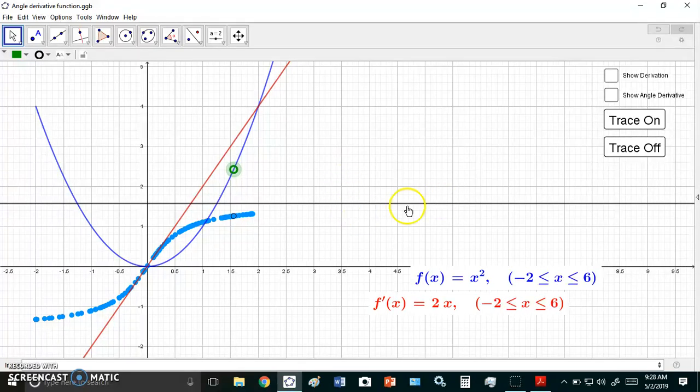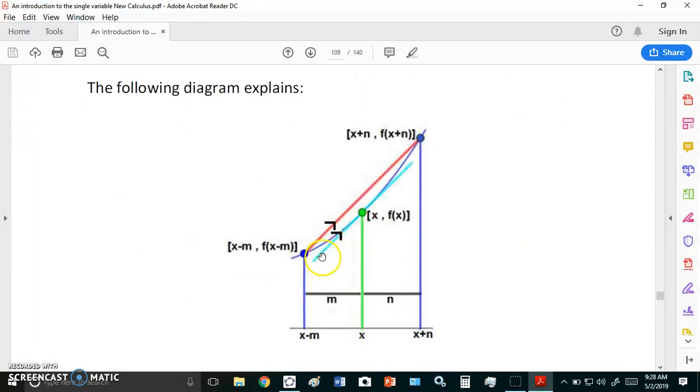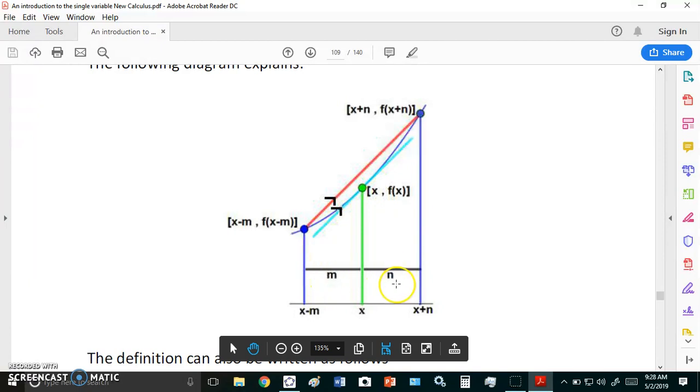And of course, if you study my new calculus, so if you go to my ebook, you will see here how I define the derivative and why there cannot be a derivative at a point of inflection. Because if you have a point of inflection here at this green spot, there is no m and n except 0. But in the new calculus, m and n cannot be 0, okay, because there is no parallel secant line with m equal to 0 and n equal to 0.